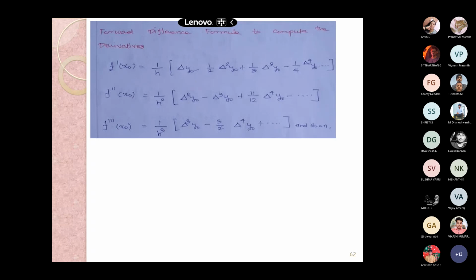This is what the f dash of x naught, f double dash of x naught, and f triple dash of x naught are: 1 by h square, 1 by h cube, delta y naught minus 1 by 2 delta second difference of y naught plus 1 by 3 into third difference minus 1 by 4 into fourth difference, and continuing with this, 1 by h square into second difference of y naught minus third difference plus 11 by 12 into fourth difference. This is the forward difference formula to compute the derivative.